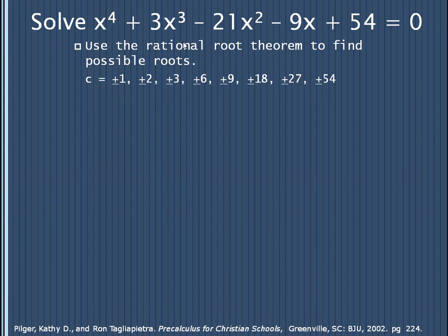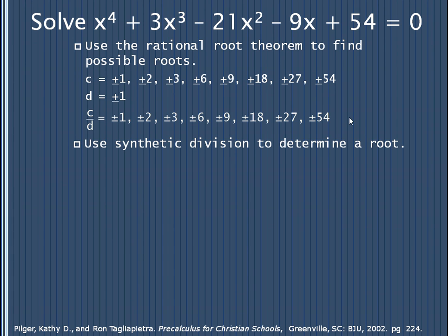And what we want are all combinations of C over D, which means we want this over 1, this over 1. So really we're just doing all of these over 1, which just gives us those possibilities again. So these are our possibilities. We're going to start trying these possibilities with our synthetic division to see what works. So set up our synthetic division, put our coefficients here, 1, 3, negative 21, negative 9, and 54. Let's go ahead and get started trying some numbers. We'll start off with 1.